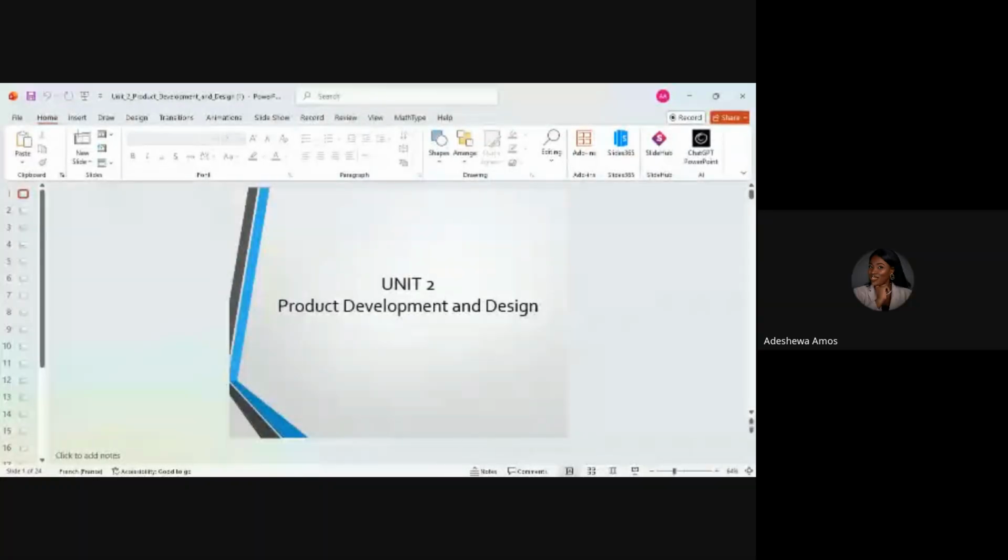Please, can you all see my screen? Please, can you see my screen? Yes, madam, we can see what is on the screen. Product development.